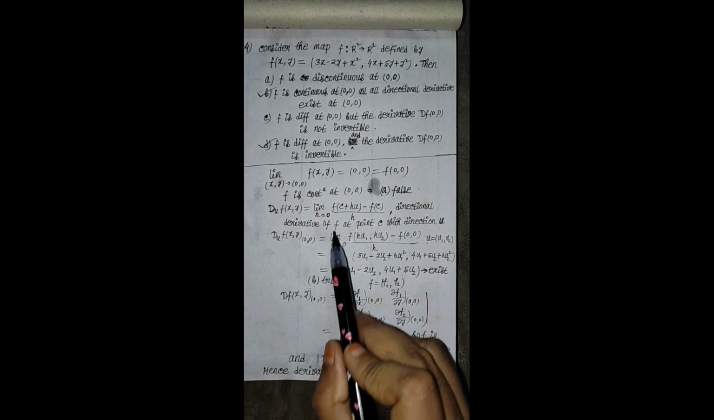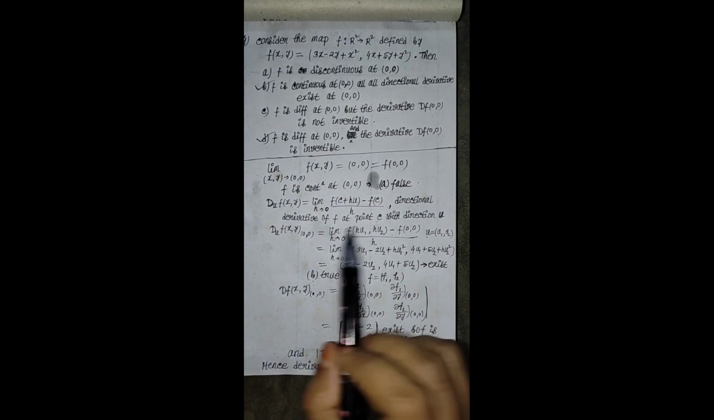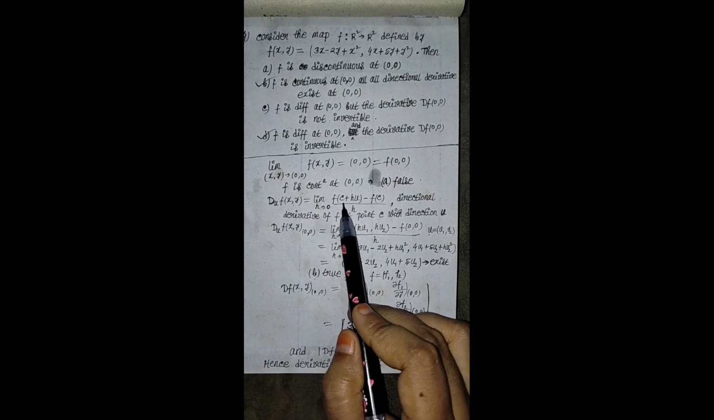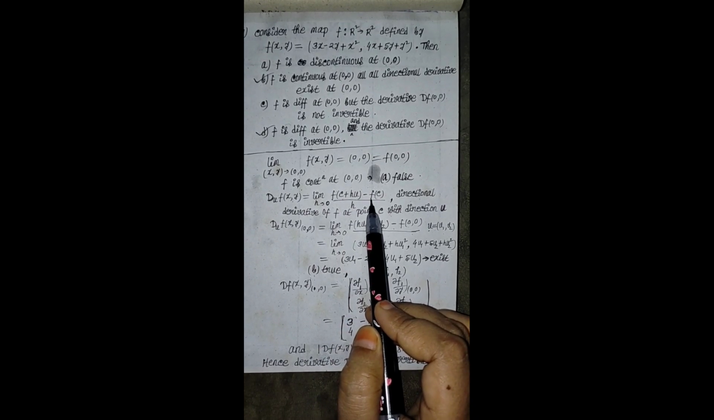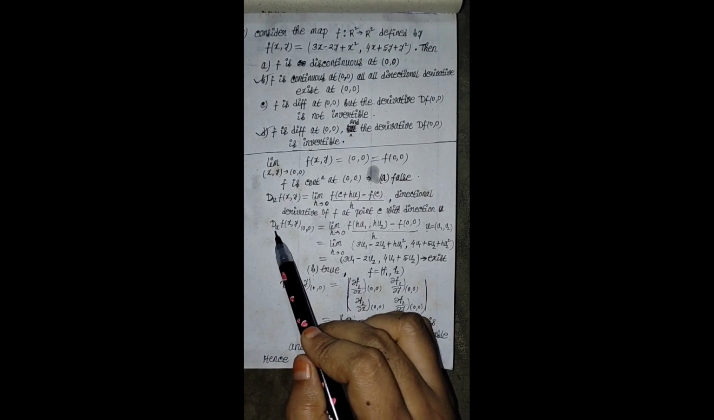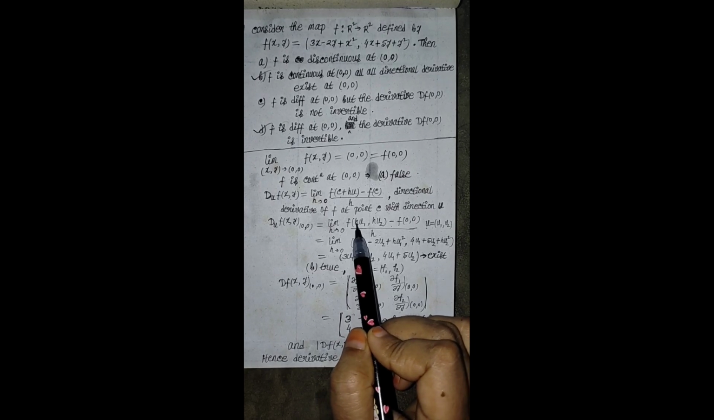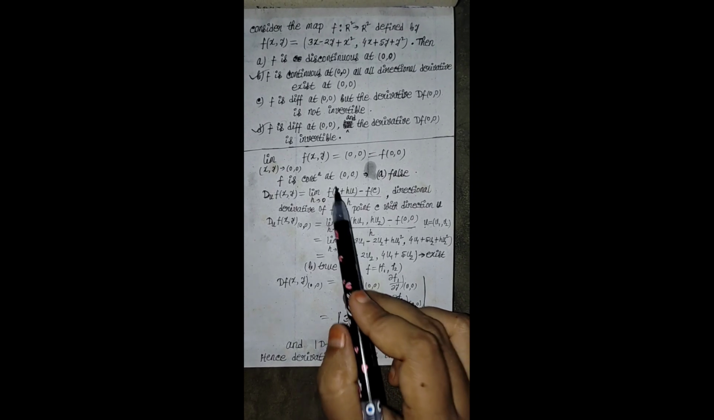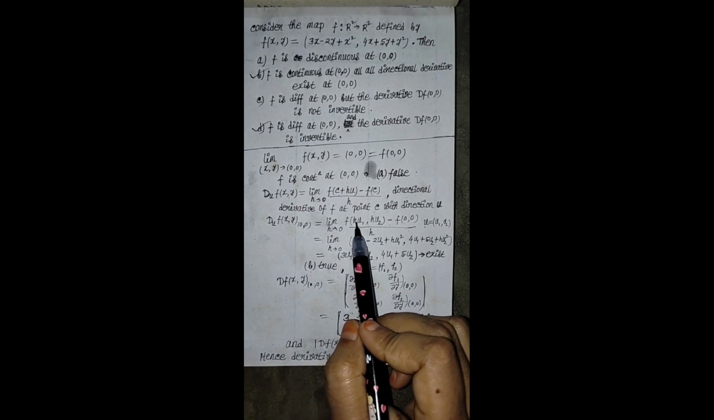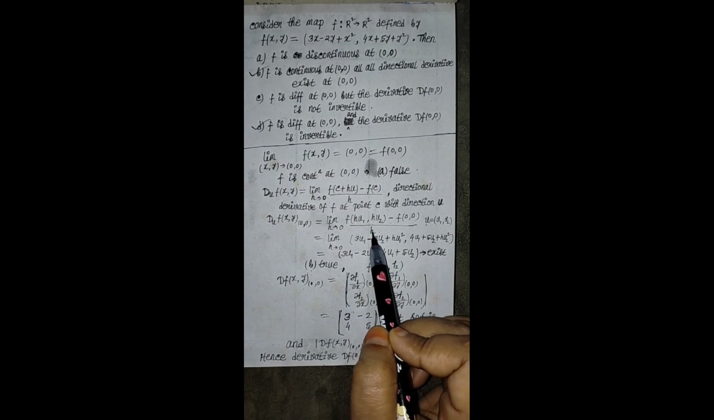For B, the directional derivative of f at point c with direction u, the formula is D_u f = limit h tends to 0 of (f(c + hu) − f(c))/h. Here we have to check the directional derivative at (0, 0) with direction u = (u1, u2). Then we get limit h tends to 0 of (f(hu1, hu2) − f(0, 0))/h, because c = (0, 0) and u = (u1, u2).